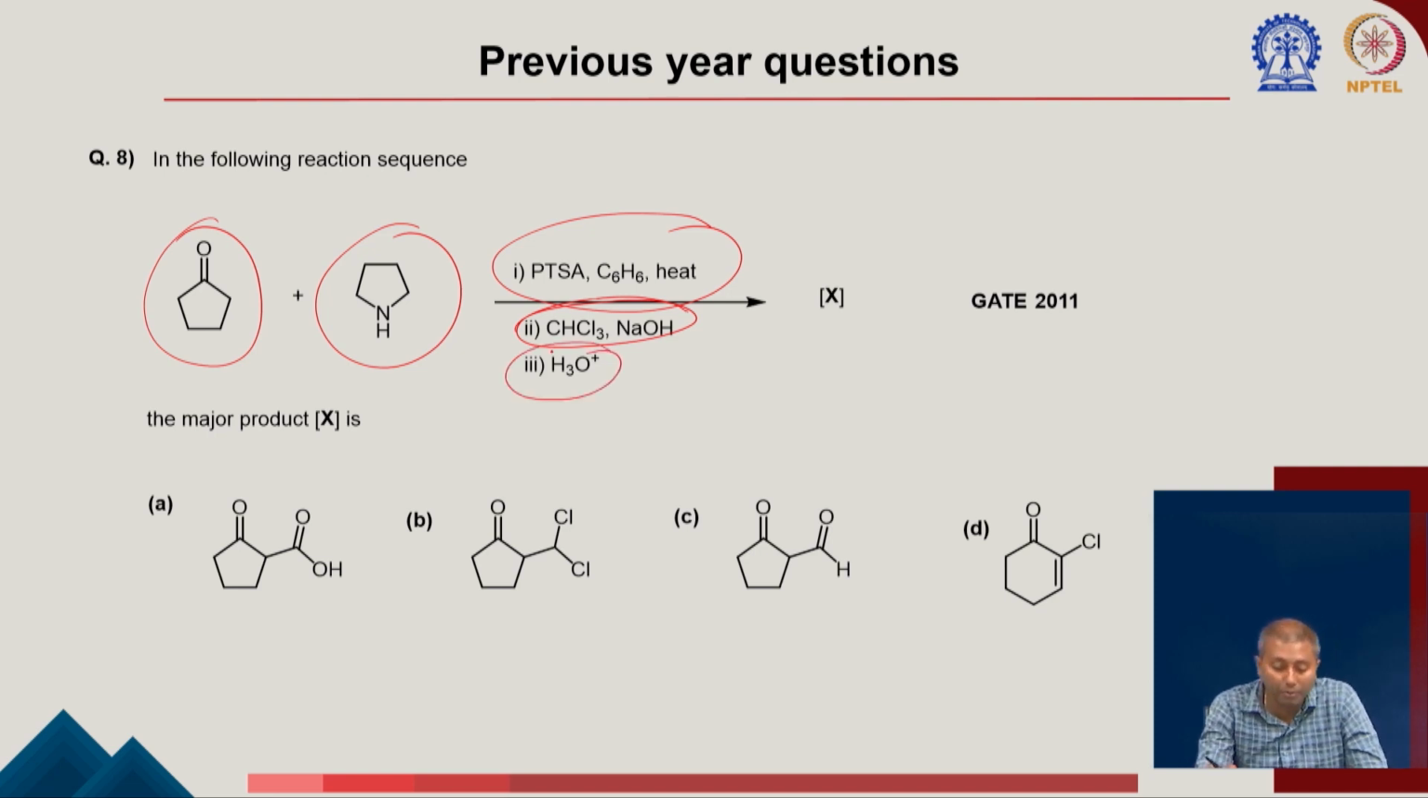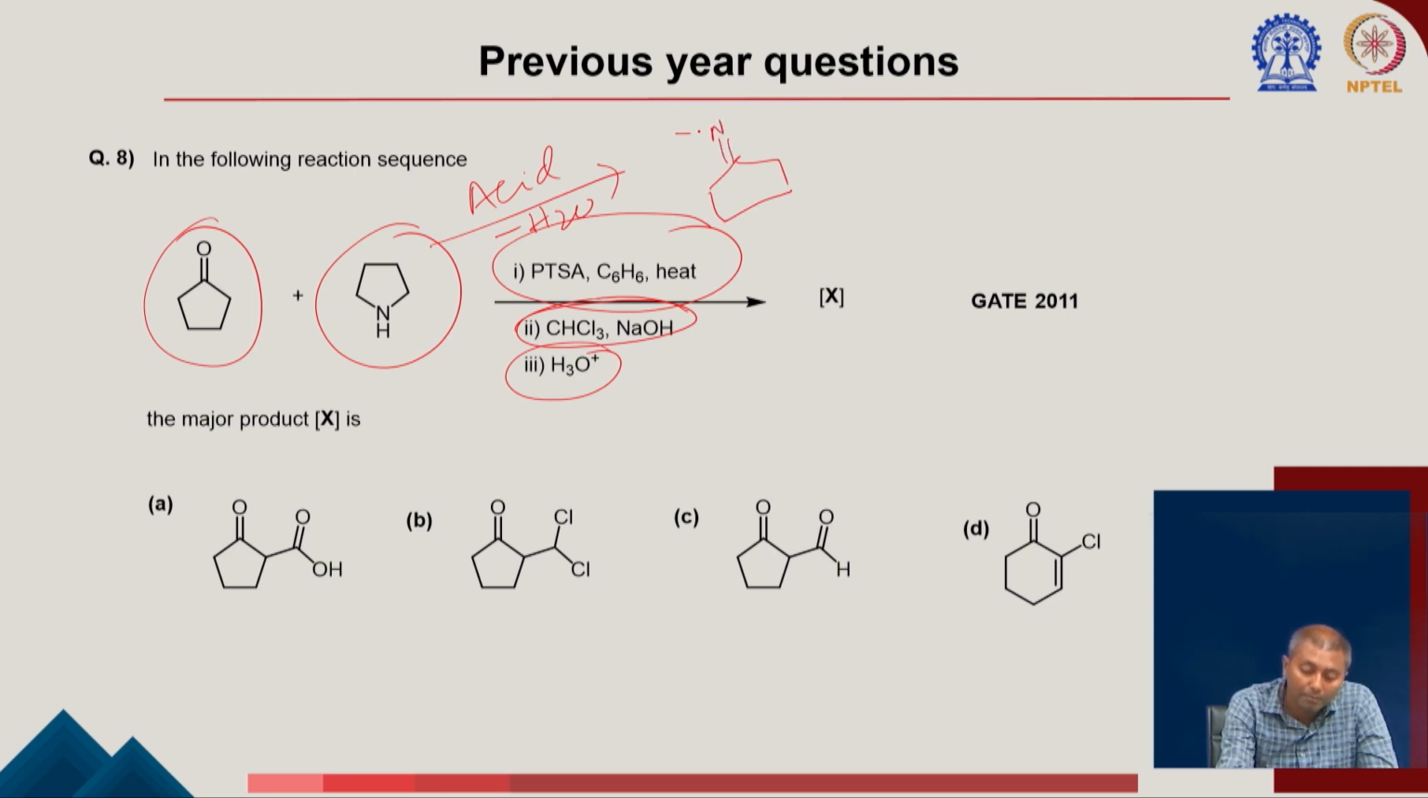So let us try to figure out what is happening here. We know that if you have a secondary amine and a carbonyl compound in the presence of acid, minus water, it is going to form the corresponding iminium. Now you can also, in equilibrium, form an enamine.